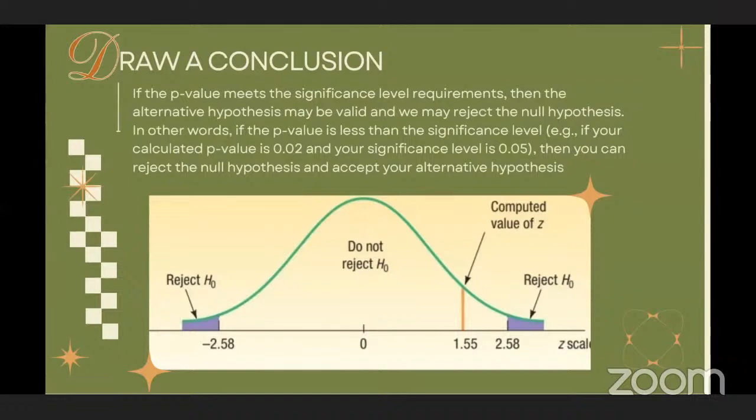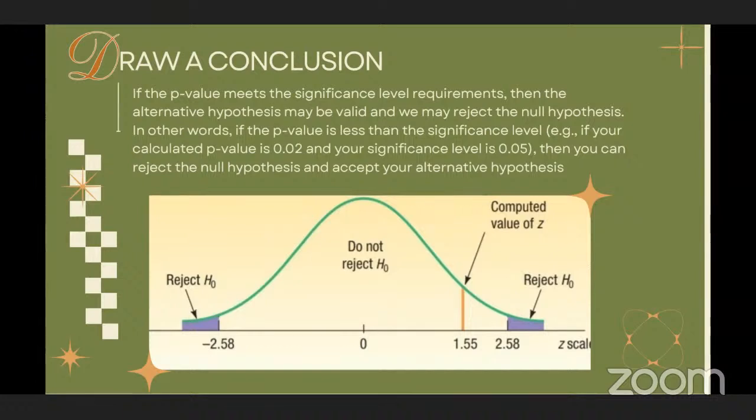If the p-value meets the significance level requirements, then the alternative hypothesis may be valid and we may reject the null hypothesis. In other words, if the p-value is less than the significance level, for example if your calculated p-value is 0.02 and your significance level is 0.05, then you can reject the null hypothesis and accept your alternative hypothesis.